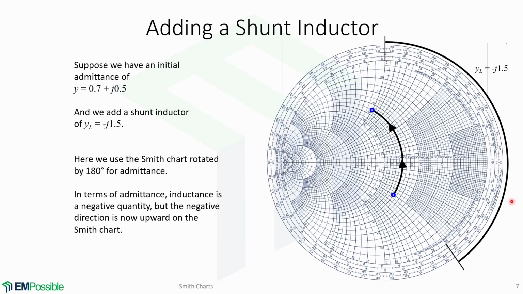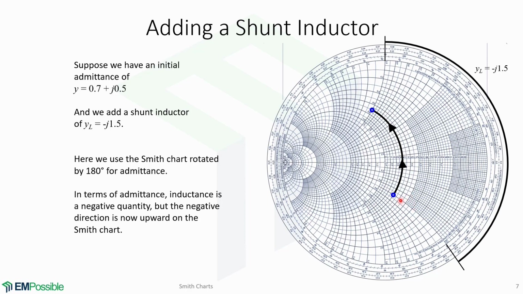Now we will learn how to add a shunt inductor. Suppose we have an initial admittance of Y equals 0.7 plus j0.5, and we want to add a shunt inductor of minus j1.5. Here again, we use the Smith chart rotated 180 degrees to have it in terms of admittance.